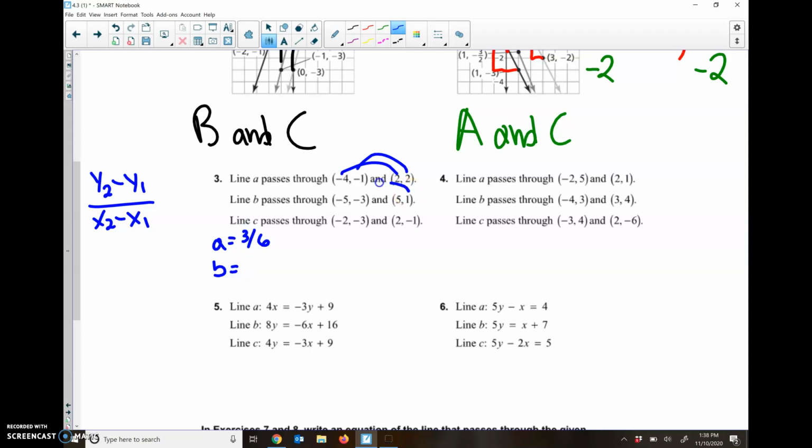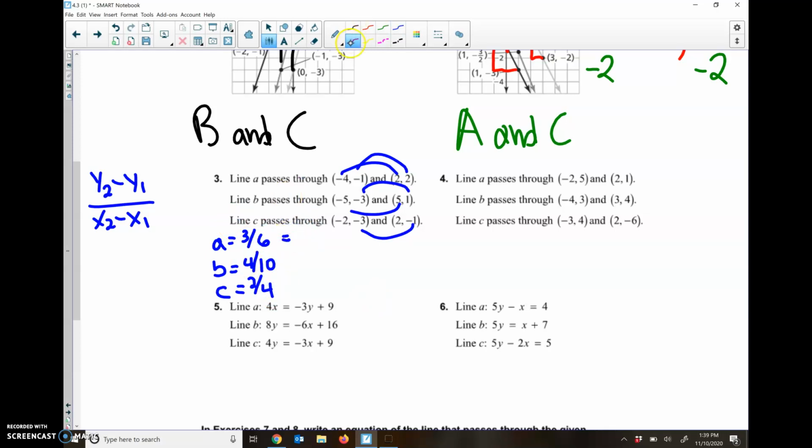Line B here, I get 1 minus a negative 3, which is 4. 5 minus a negative 5, which is 10. So I got 3 over 6 and 4 over 10. And then here I have negative 1 minus a negative 3, which is 2. And 2 minus a negative 2, which is 4. So none of these are simplified, so we're going to have to simplify all these now.